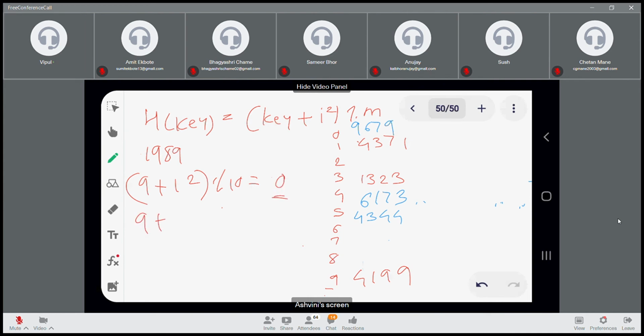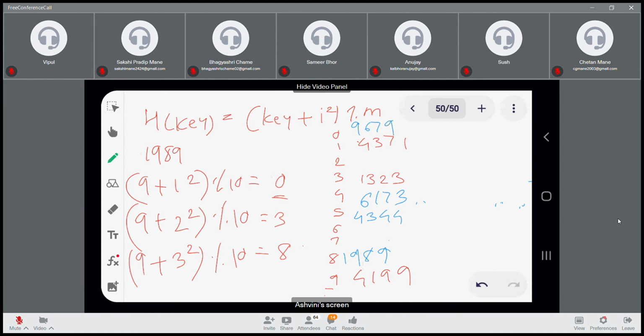So you need to consider the second next I value, that is 9 plus 2 square mod 10. What is the value? 3. Already occupied. So 9 plus 3 square mod 10. What is the value? 8. So 8 is empty. So you can place here 1989. Got this? It's simple. Is it simple? Yes.